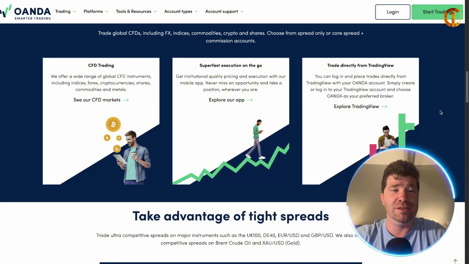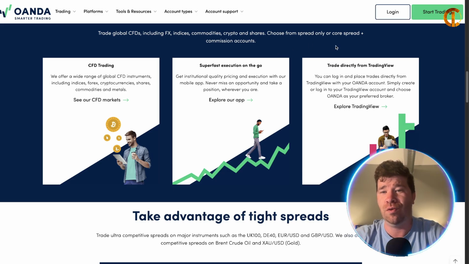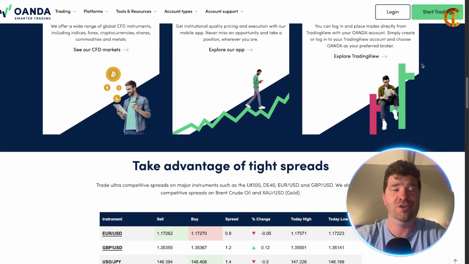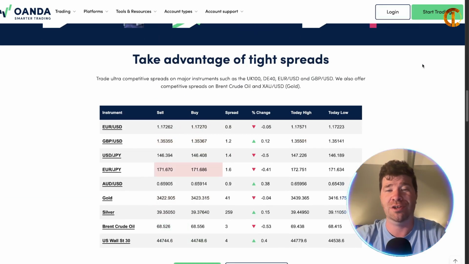So you guys will see right here, they do offer many other things. So we got trade global CFDs, including FX, right? Indices, commodities, cryptos, and shares, right? Choose from spread only or core spread commission accounts. Okay, that's a little confusing. And we even have take advantage of tight spreads.